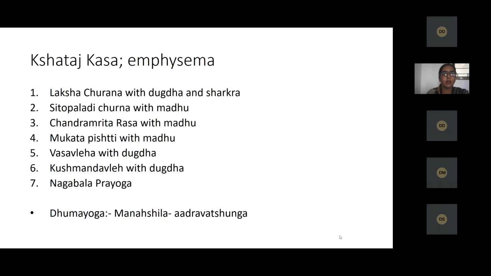Here we can say that almost all the drugs are sandhana in property and brimhana in property. As we already explained, the emphysema patient is very lean and thin, and they need brimhana chikitsa, also with some deepaniya dravyas. So we give brimhana chikitsa to emphysema, following the line of treatment like kshataja kasa.